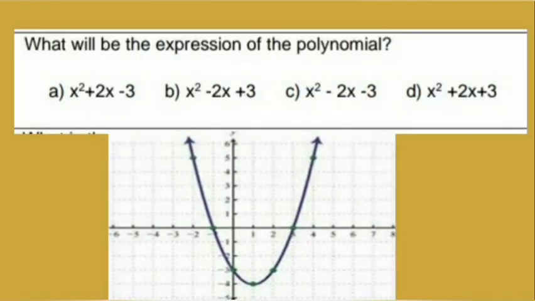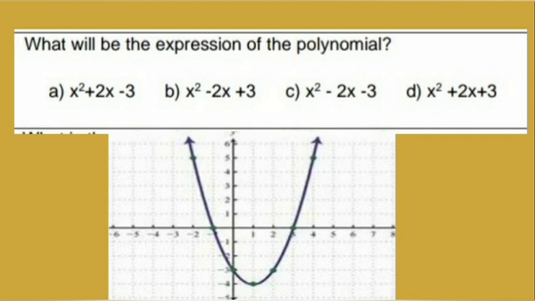Let's move on to the next question, which says what will be the expression of the polynomial. Since we know the polynomial now has 2 zeros and it is also an upward parabola, that means it is a quadratic polynomial. And the general form of a quadratic polynomial is ax square plus bx plus c. So all 4 options given are those of quadratic polynomials, and we are supposed to find the correct one.